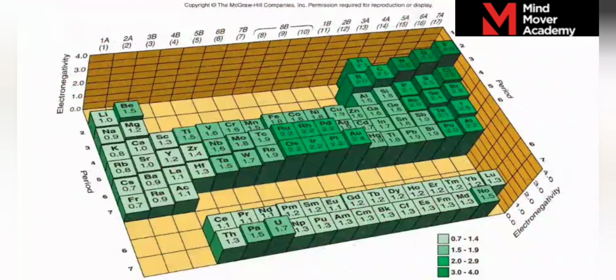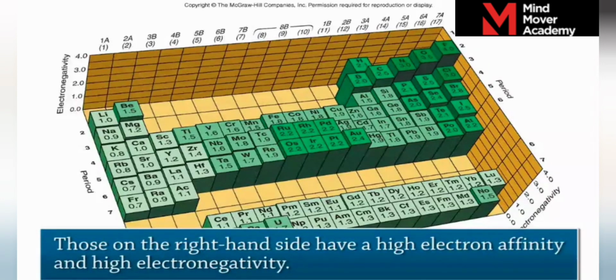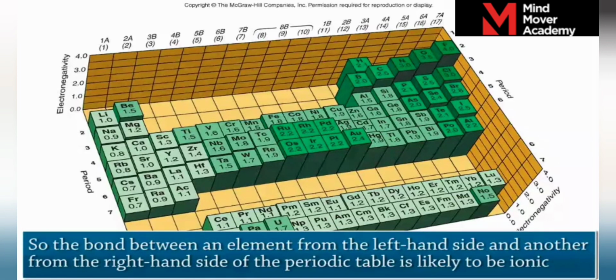We know that in the periodic table, 1. The elements on the left-hand side have a low ionization energy and low electronegativity. And 2. Those on the right-hand side have a high electron affinity and high electronegativity. So, the bond between an element from the left-hand side and another from the right-hand side of the periodic table is likely to be ionic.